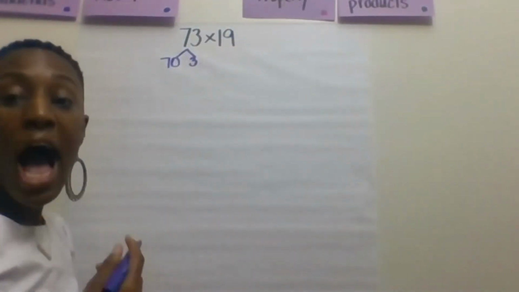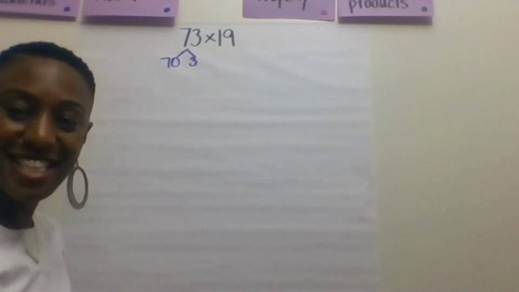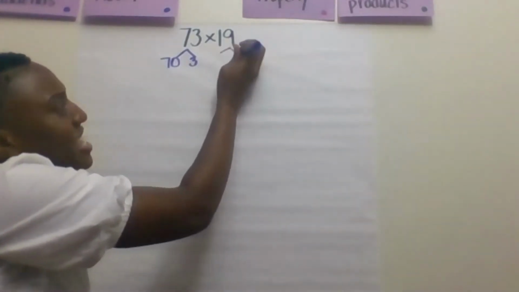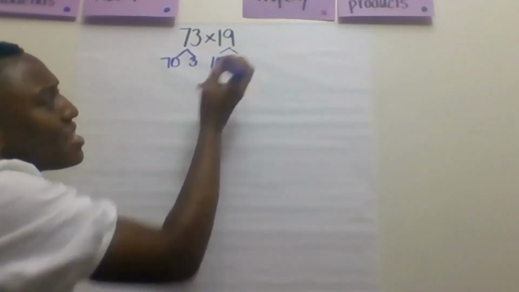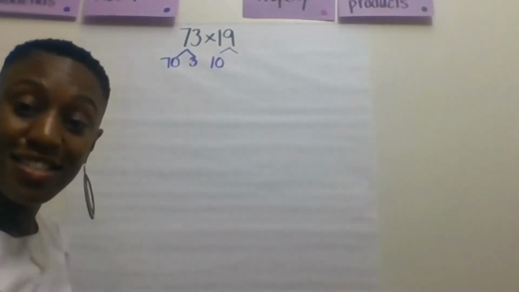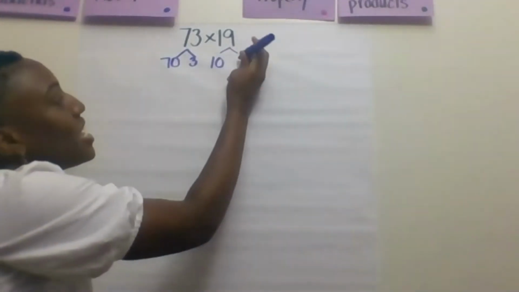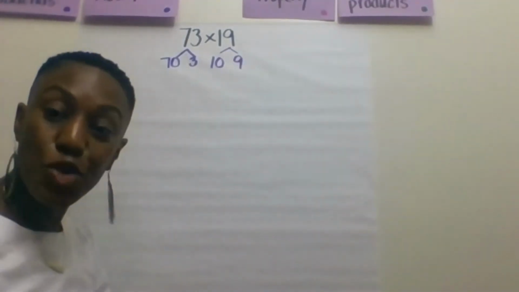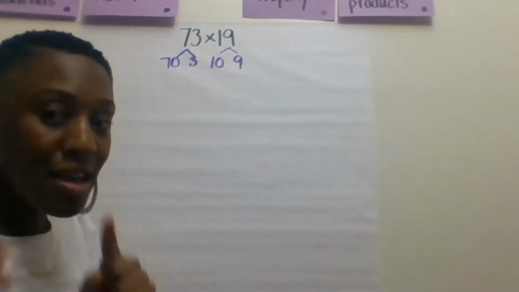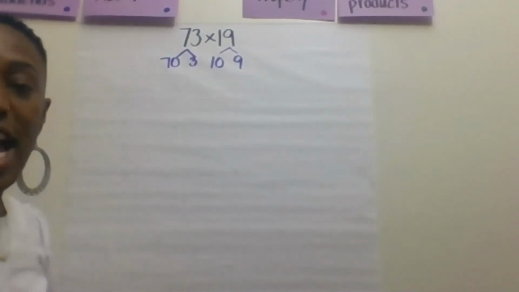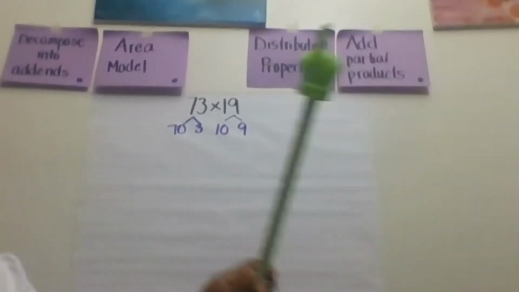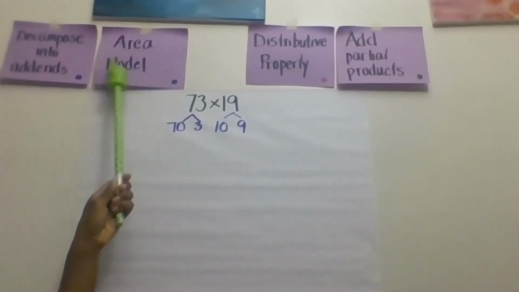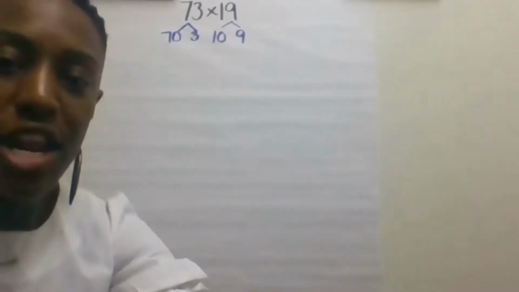Talk to me. How many tens are in 19? Yes, just 1 ten. And then how many ones? Absolutely, 9 ones. We just completed decomposing into add-ins by place value. So now let's head over to the next step, which is going to be our area model. So let's go ahead and draw.